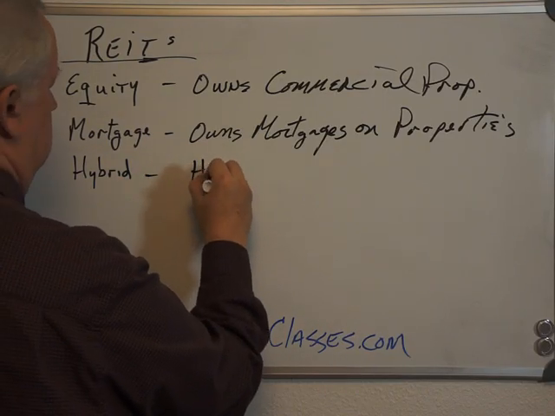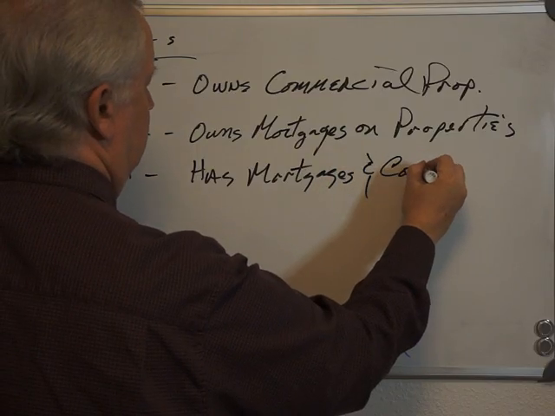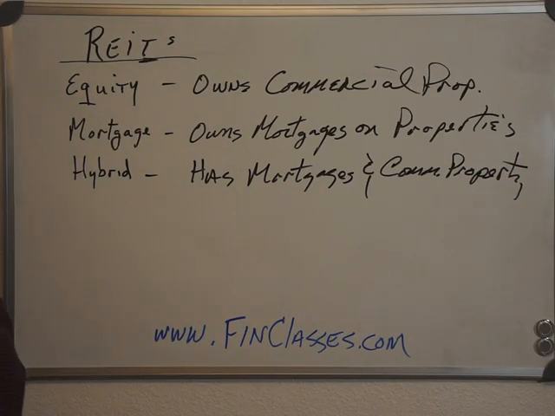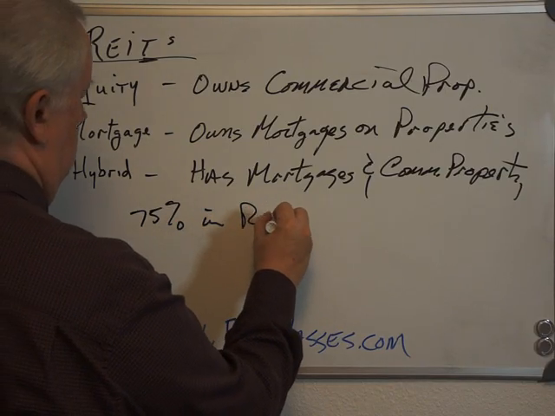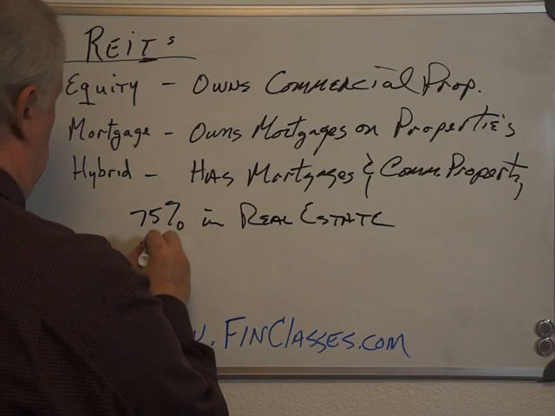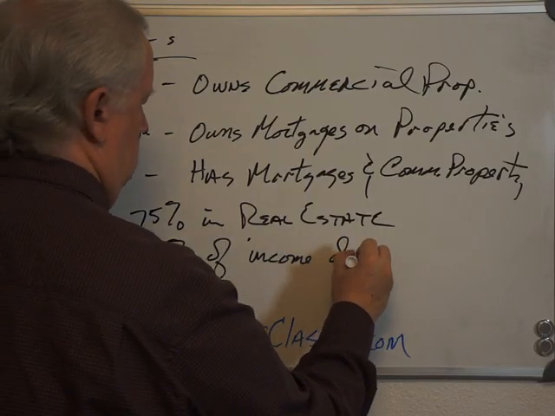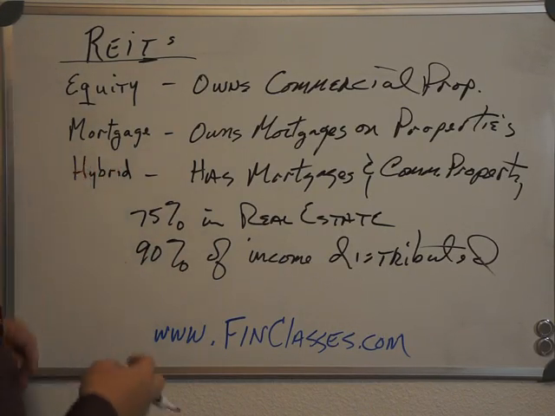A hybrid has mortgages and commercial property. All in one big portfolio. And this is managed. It has to be. So know the 3 types. Know that 75% has to be in real estate. 90% of the income that's generated inside this has to be distributed.